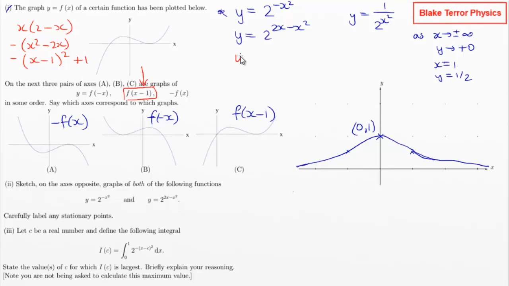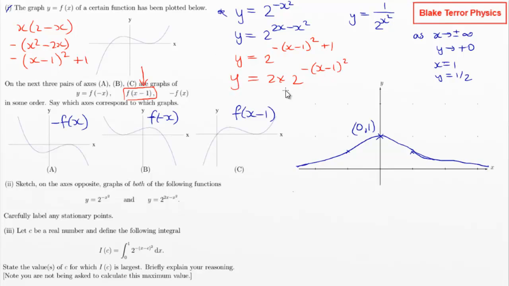So this is the same as y equals 2 to the minus (x minus 1) squared plus 1. We can see this minus (x minus 1) squared bit is a transformation of our original graph. We just need to deal with this plus 1, which, when it's in the power, is the same as multiplying by 2. That will be 2 times 2 to the minus (x minus 1) squared.